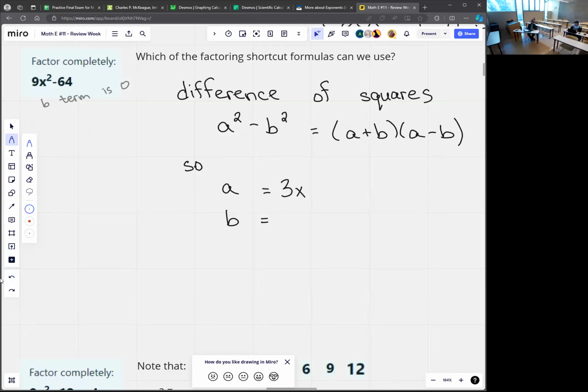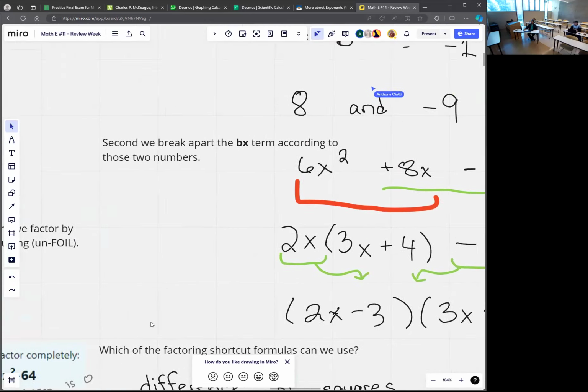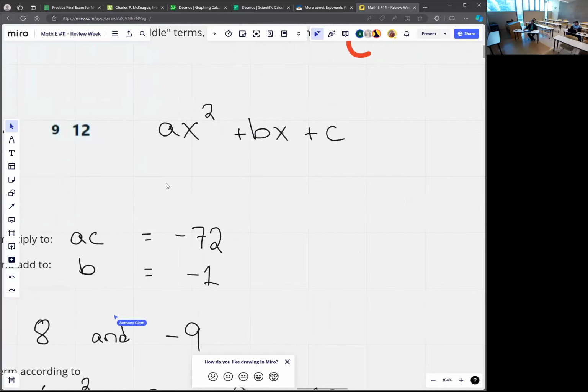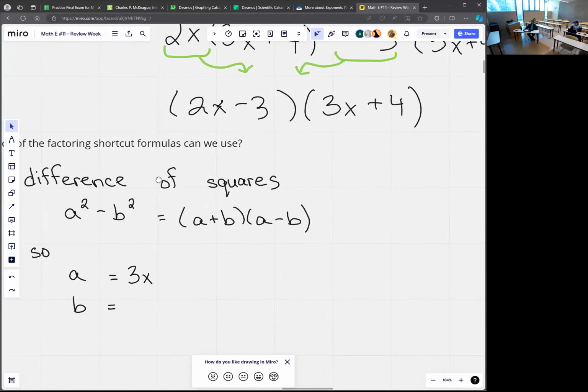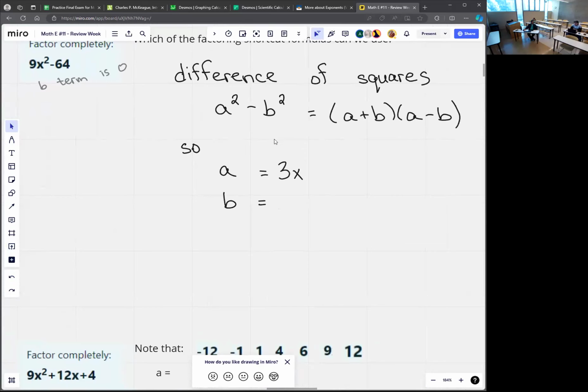Well, didn't you say b is 0? That's a different b. That's the b from this formula. There's nothing there, the x. One of the reasons I don't teach the shortcut is everyone writes it the way I just did, and as you just noticed, it's a different use of b. So here it's the second thing that's a squared minus something else squared.